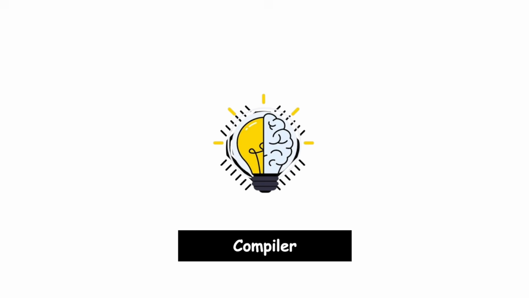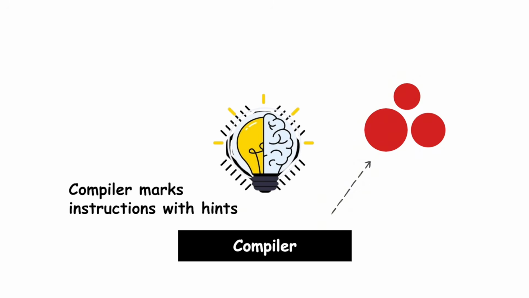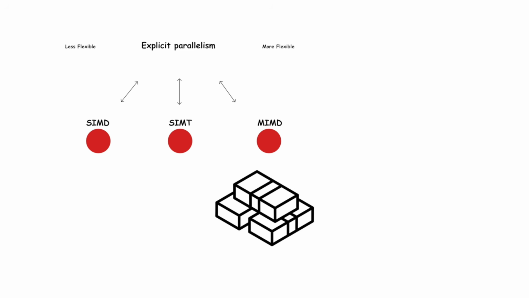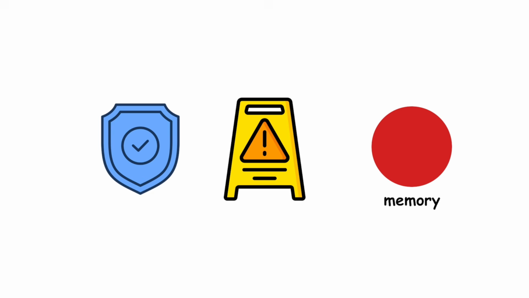The core idea is that the compiler marks instructions with hints, called explicit parallelism, that tell the CPU which instructions can safely execute at the same time. The processor then groups these instructions into bundles and runs them in parallel, while still maintaining safeguards against hazards like memory dependencies. EPIC also adds advanced features, such as predicated execution.